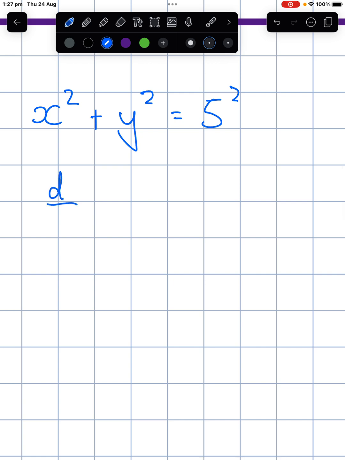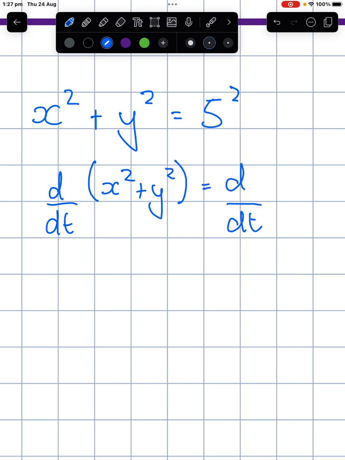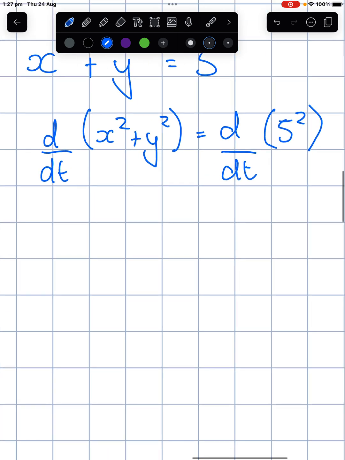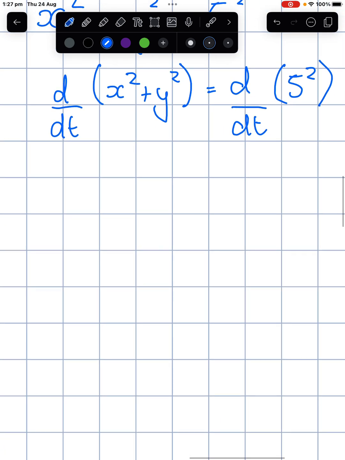So this means we're going to go, with respect to t, we've got x squared plus y squared equals the derivative with respect to t of 5 squared. Now, in this space here, we should obviously look at this and go, well, the derivative of x is 2x, but because this doesn't have a t in it.